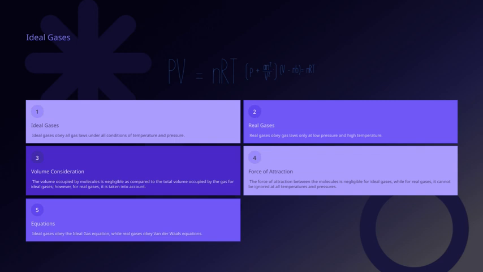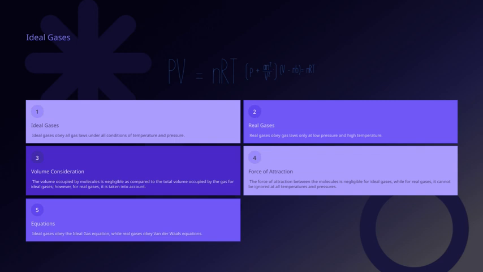Moving on, real gases tend to obey the gas laws only at low pressures and high temperatures, where their behavior is closer to ideal. When it comes to the equations, ideal gases follow the simple ideal gas law, which is quite straightforward. In contrast, real gases follow the more complex van der Waals equations, which account for the interactions and volume of molecules.